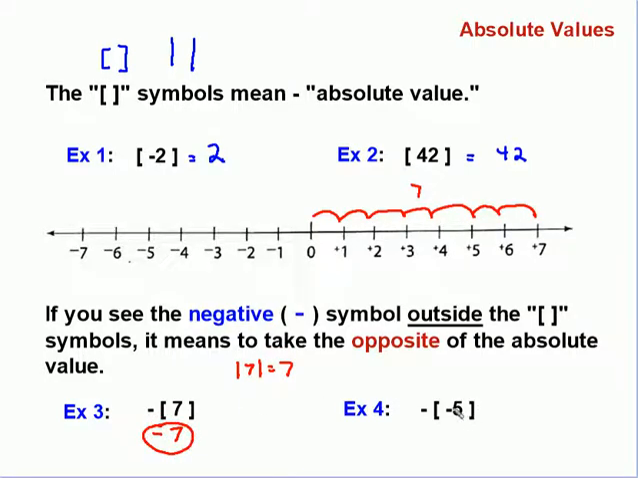Another example, we have the negative of negative 5 absolute value. The absolute value of negative 5 is what? We do what's inside this group first, just like we do with parentheses. What is the absolute value of negative 5? It's 1, 2, 3, 4, 5. The absolute value of negative 5 is 5. And then we bring down our negative, because that's on the outside, and we get negative 5. So our answer is negative 5.